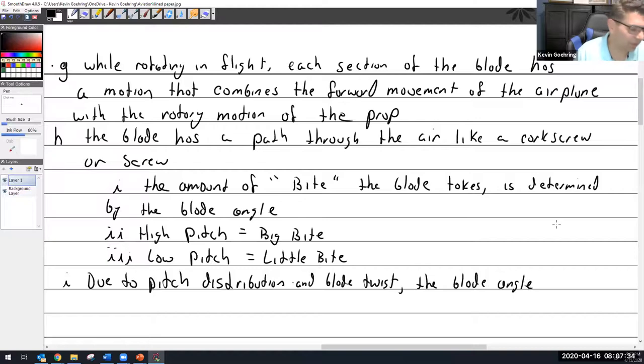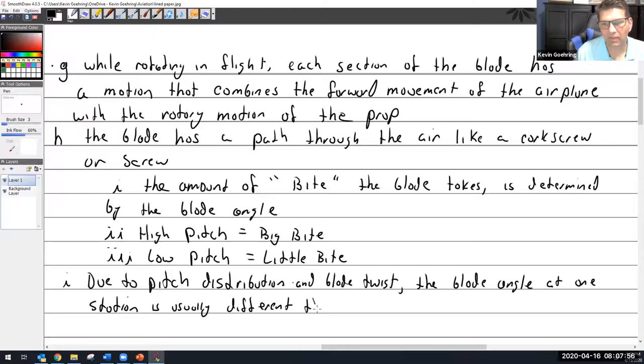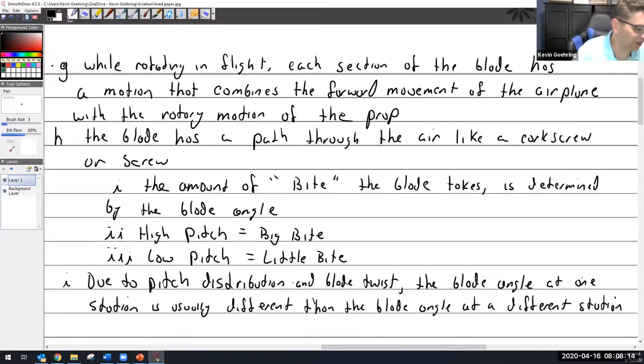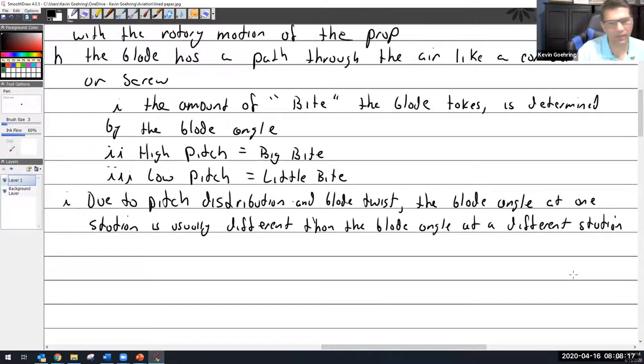The blade angle at one station is usually different from the blade angle at another station, which is nothing new there. We've been talking about that all along here, that we have the pitch distribution and the twisting and the different angles. And it seems really weird right now. You know, what the heck is going on with that?